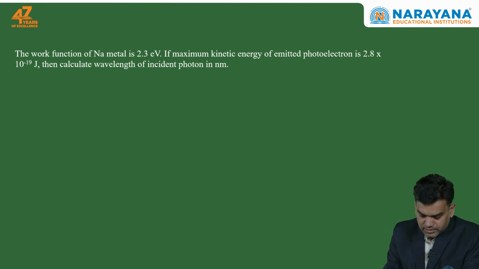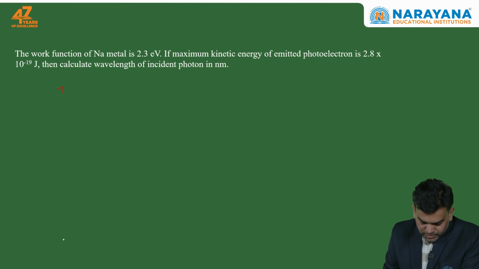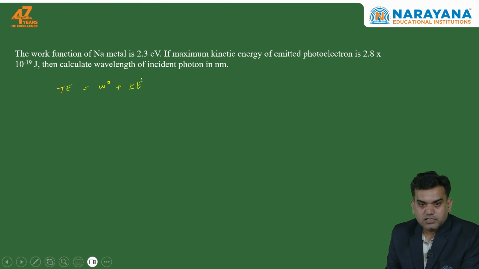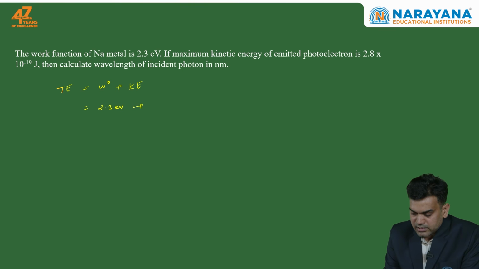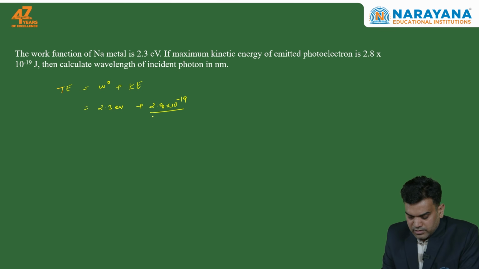So what I can say, let's find out the total energy. This total energy will be equal to the work function plus kinetic energy of the electron. This is how we can say. So the work function they have given is 2.3 electron volt and the kinetic energy they have given is 2.8 into 10 to the power minus 19 joules. So it is better to convert this value also into electron volts. So we can convert this by dividing by the factor 1.6 into 10 to the power minus 19. So this whole value will come around 4.05 electron volt.